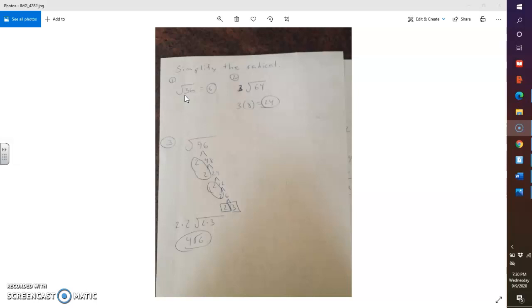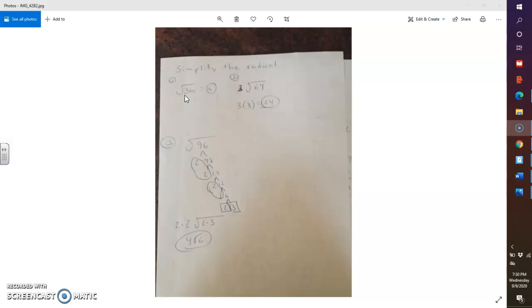The second problem, whenever we have a number outside the radical, you can't distribute. You can only multiply numbers in a radical to other numbers in a radical, and numbers outside a radical to other numbers outside a radical. But in this case, the square root of 64 is 8. And once 8 leaves the radical, now I can multiply it by 3, and we get 24.